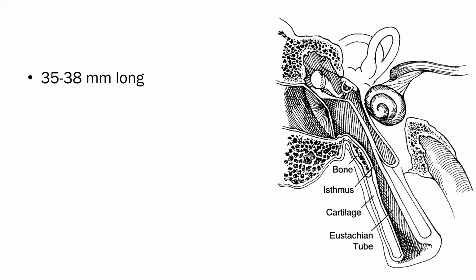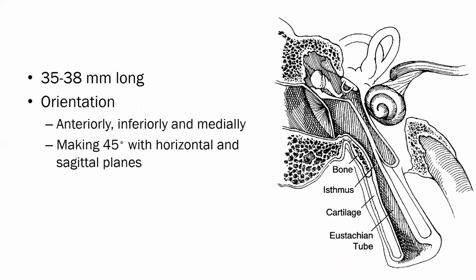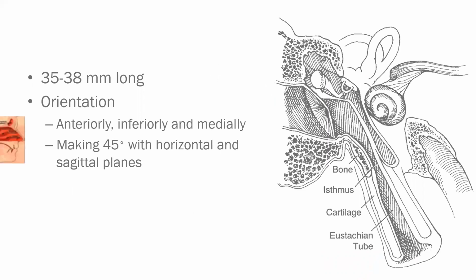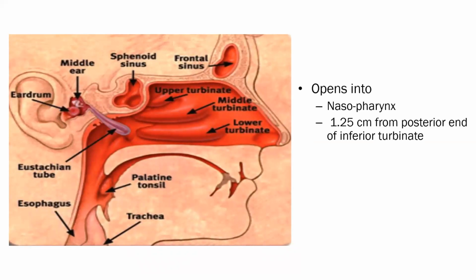The anatomy of the Eustachian tube is in such a way that in adults, the length of the Eustachian tube is around 35 to 38 millimeters long, and it is oriented anteriorly, inferiorly, and medially, making an angle of 45 degrees with horizontal and sagittal planes. Now, this opens into the nasopharynx approximately 1.25 centimeters from the posterior end of the inferior turbinate.